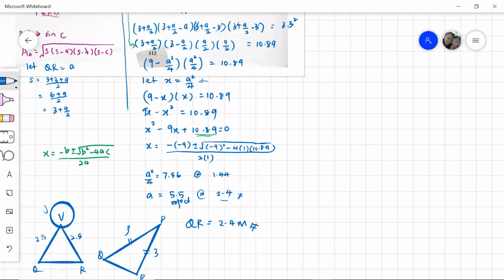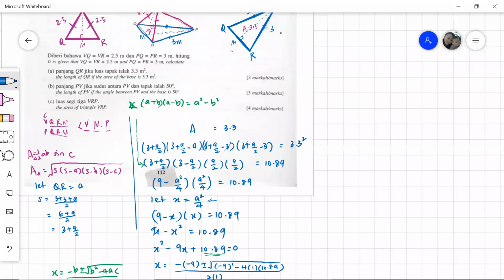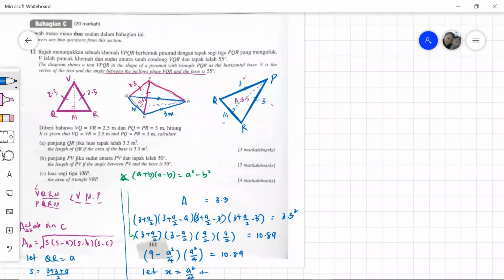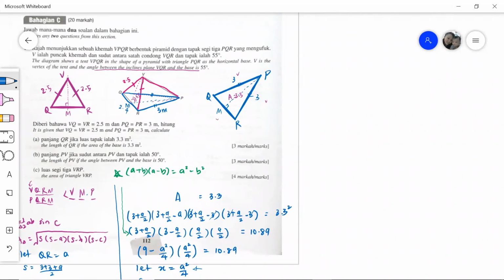Now let's move on to part B. So this is 2.4. Now part B, we need to find the length of PV if the angle of PV and the base is 50 degrees. So again, we have to identify the PV and the base, which is PQR, we need to identify the angle between this line and the plane. So we got to find a common point. So over here, P is the common point. Therefore, the angle formed must be on P.